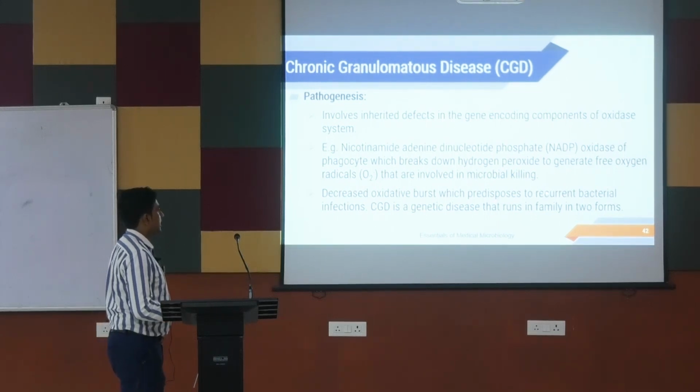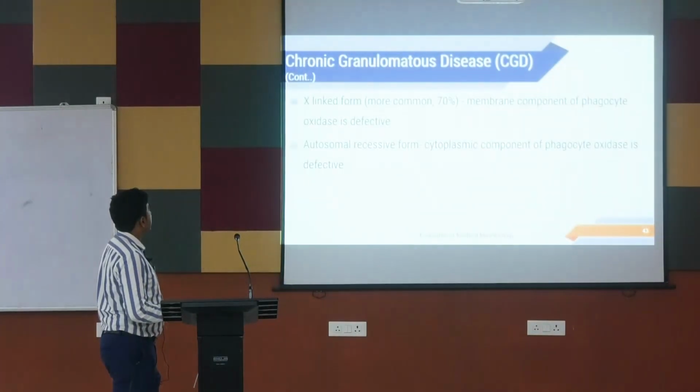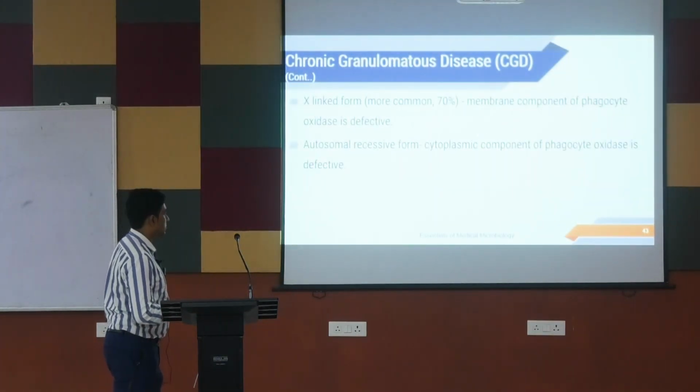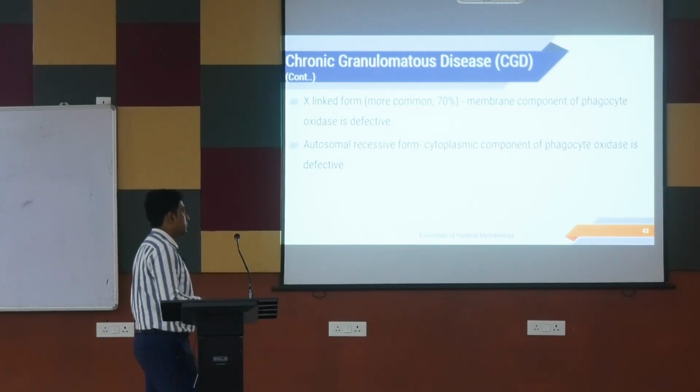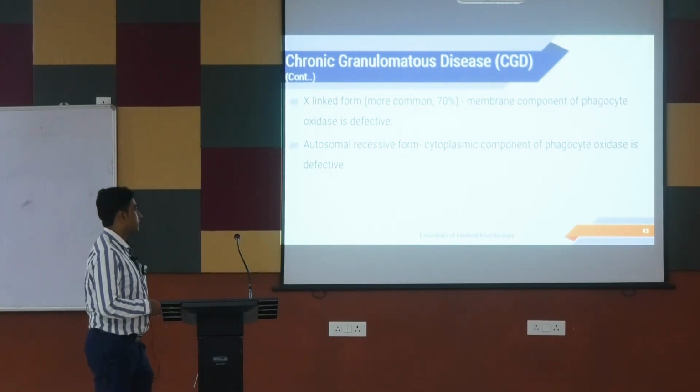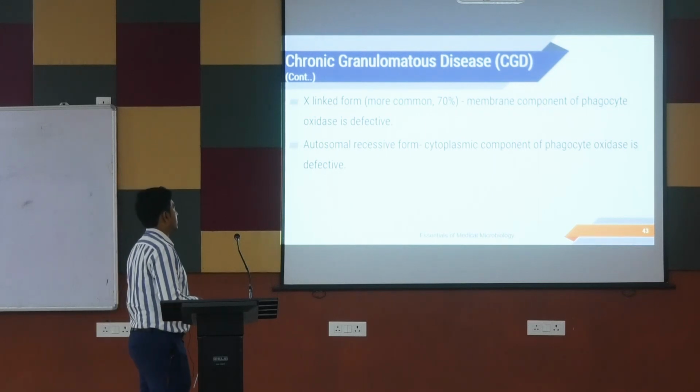This is a genetic disease that runs in the family in two forms. X-linked form, সেটা হচ্ছে more common, membrane component of the phagocyte oxidase defective, আর autosomal recessive form, যেটাতে cytoplasmic component of the phagocyte oxidase is defective.